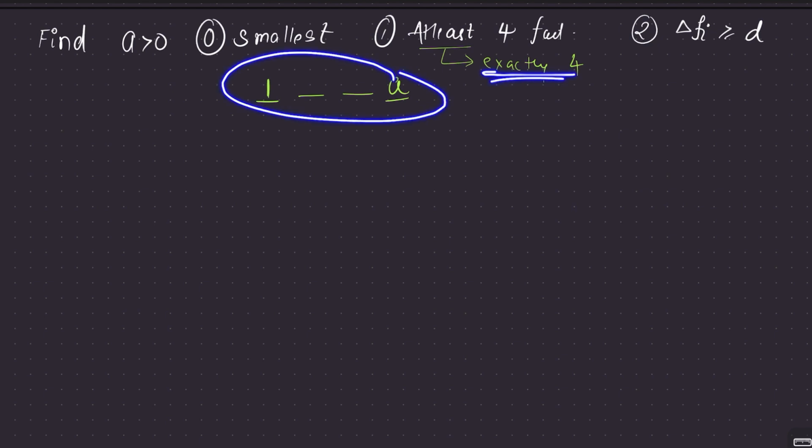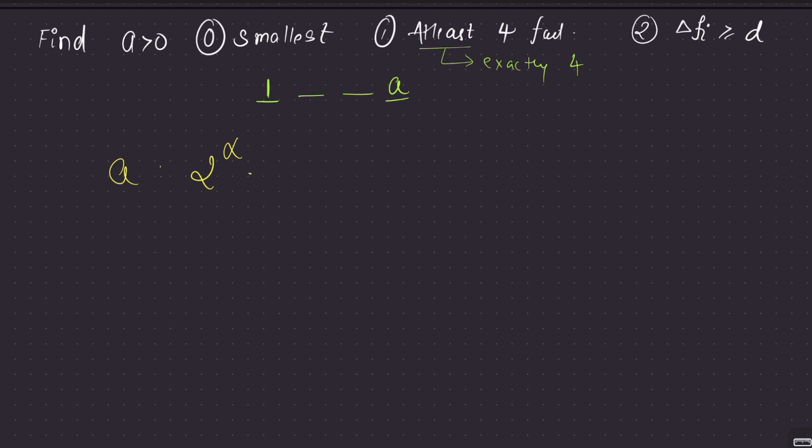Okay, so let's look at the prime factorization of A and try to make some observations. How should A's prime factorization look? In general, how should a number's prime factorization look? It will look something like this: 2 power alpha into 3 power beta into 5 power gamma into 7 power delta. So prime factorization is simply all the primes with some powers, right? So this is how any number can be represented.